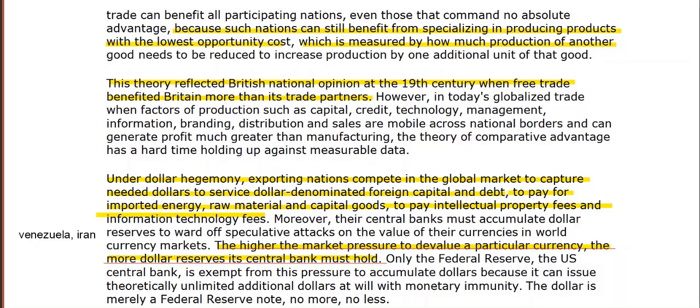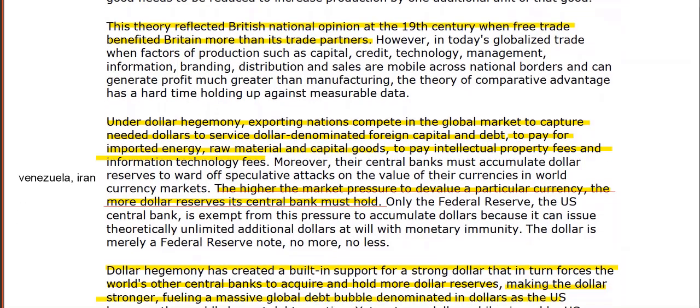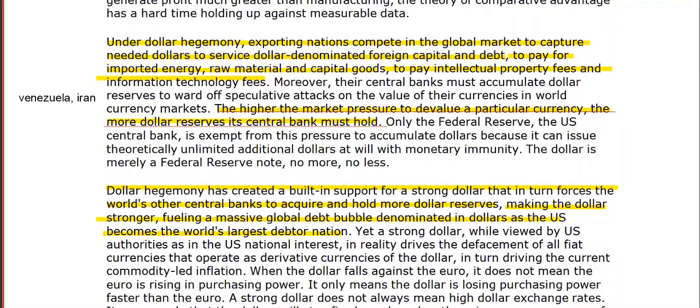However, in today's globalized trade, when factors of production such as capital, credit, technology, management, information, branding, distribution, and sales are mobile across national borders and can generate profit much greater than manufacturing, the theory of comparative advantage has a hard time holding up against measurable data. That's true. You have a different environment, so a lot of these theories don't work outside that environment.